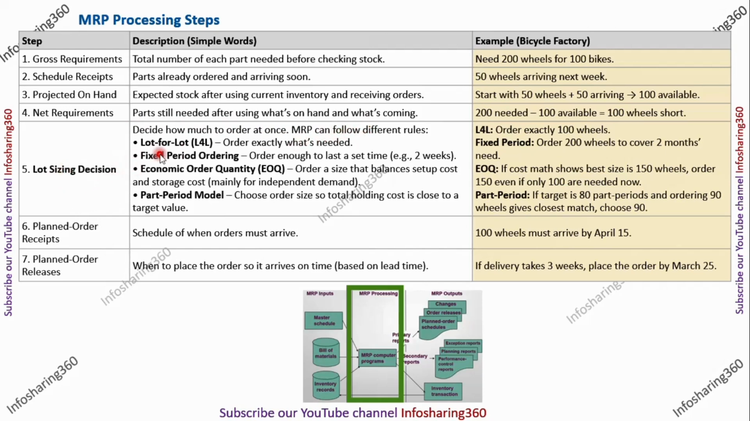Fifth, lot sizing decision involves choosing order quantities using methods like lot for lot, order exactly the missing amount. Fixed period, order enough to cover a set time frame. Economic order quantity, calculate the most cost-effective batch size. Part period, match order size to target holding costs. Sixth, planned order receipts determines when materials must arrive. Seventh, planned order releases calculates when to place orders accounting for delivery times. Notice how each step builds on the last, from knowing what's needed to when to order.